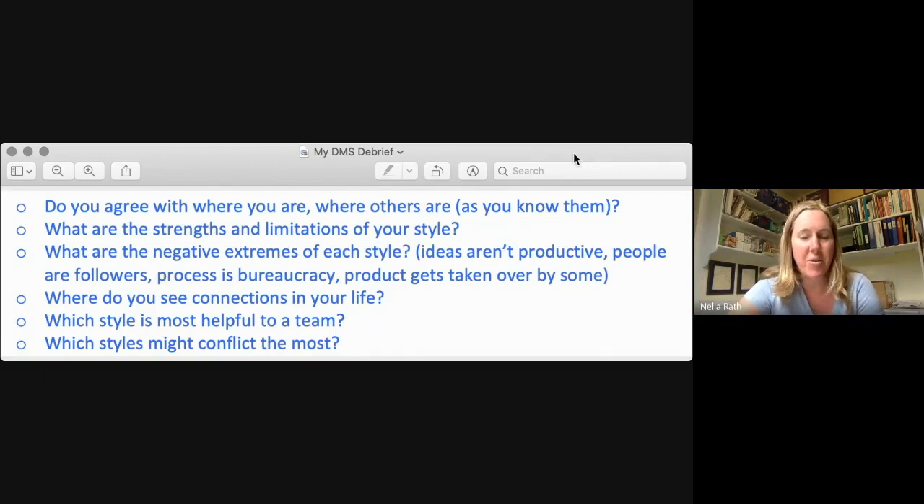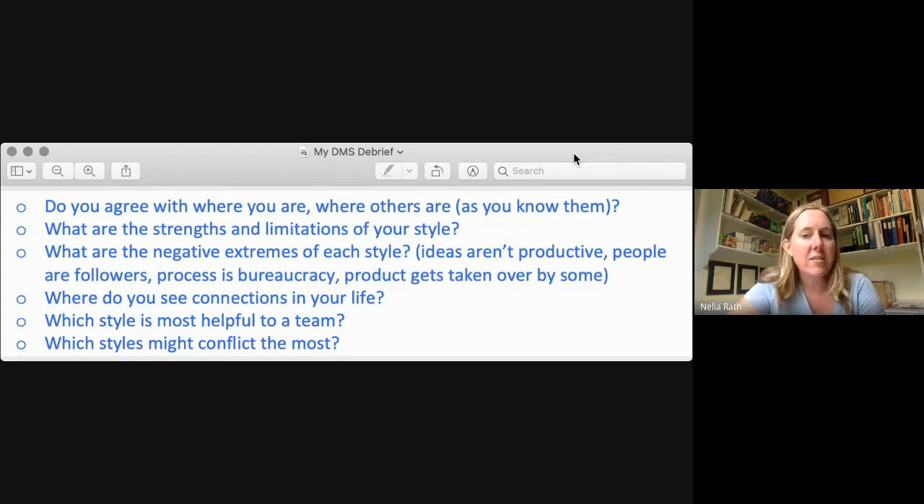Because you've already gotten to know them. And usually there's a lot of nods and ahas as people look to who's sitting next to them and who's sitting across from them. What are the strengths and limitations of your style? Of course, there are some of both. What are the negative extremes of each style? So what are the hardest traits about working with an ideas person? They really aren't productive. They don't move forward. What are the extremes of each of these situations that we might see in our groups? And I bet if you've been working with this group for a while, they can name some specific examples that they've already observed in their time together.